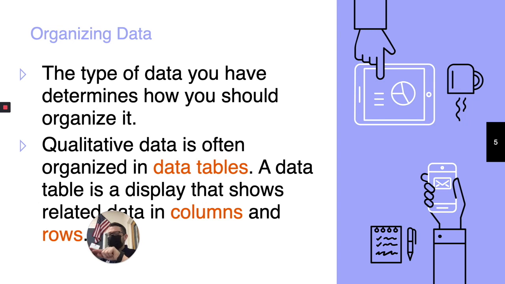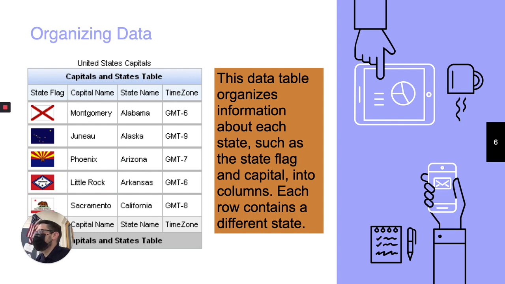Where the column and the row intersect, that's what we typically call a cell. And that cell is where you place the information for your experiment. Here's a simple example of a data table containing qualitative data. So this is descriptive more than it is numerical.